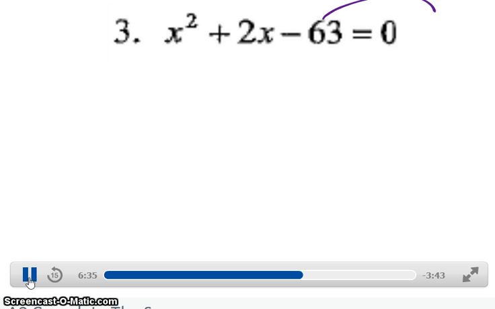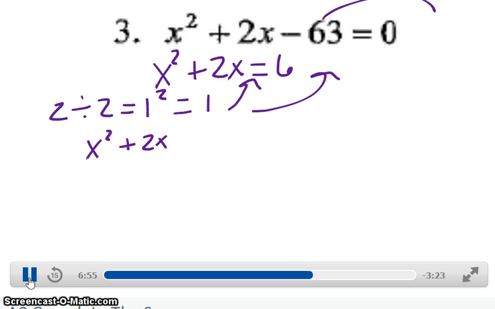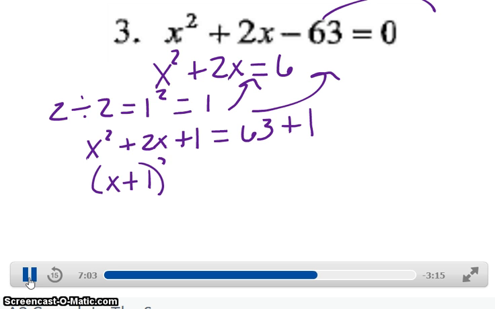Got to move that 63. So x squared plus 2x equals a positive 63. Take the number in front of x, divide it by 2, get 1, square it, and get 1. Add it to both sides. X squared plus 2x plus 1 equals 63 plus 1. Rewrite x plus 1 quantity squared equals 64.